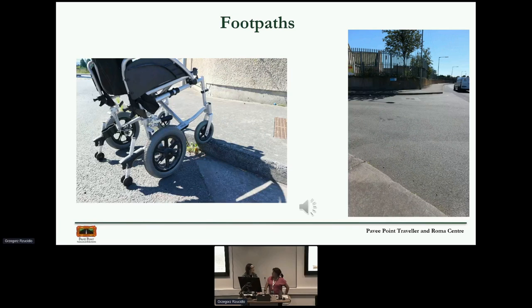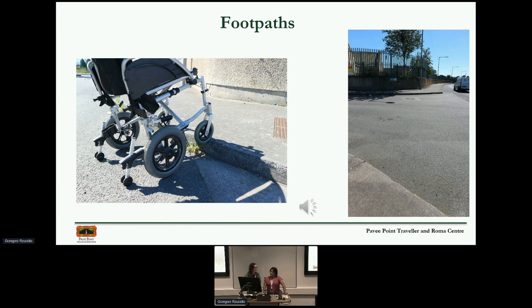And to move on to our findings, the first thing that we noted was in relation to footpaths and particularly high curbs, which I know has already been mentioned in this session as well. These two photos that you see here are taken from one specific group housing scheme in Finglas. It's actually the largest traveller group housing scheme in the area. It has more than 60 families living there and I think more than 250 traveller residents.